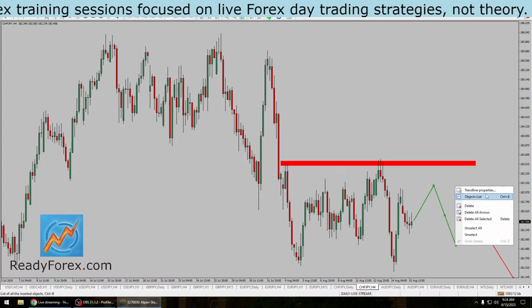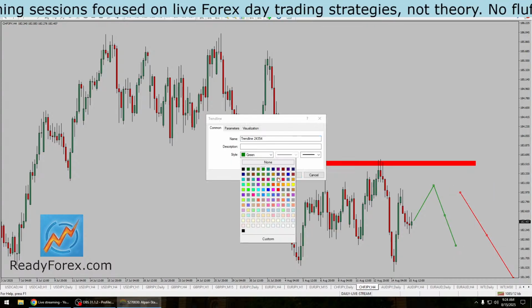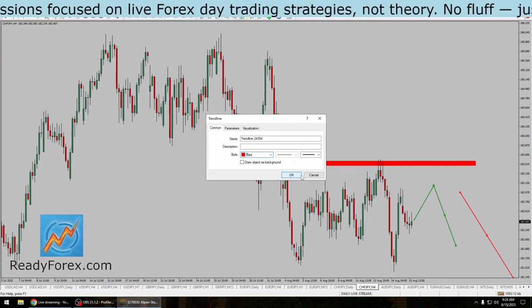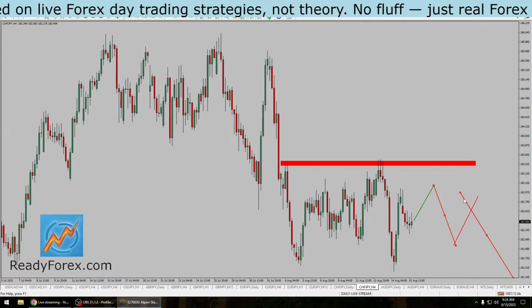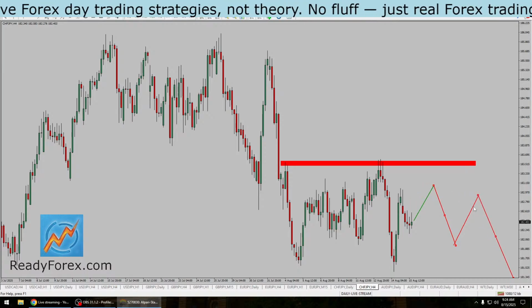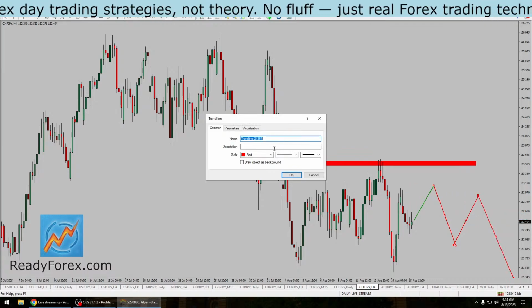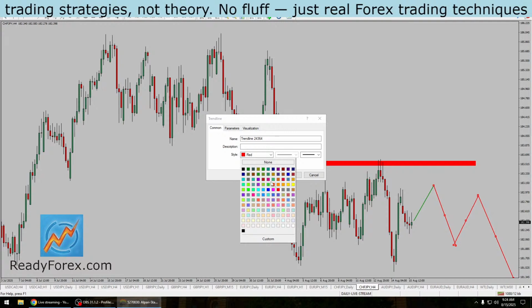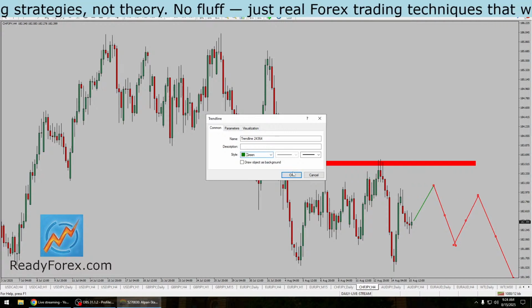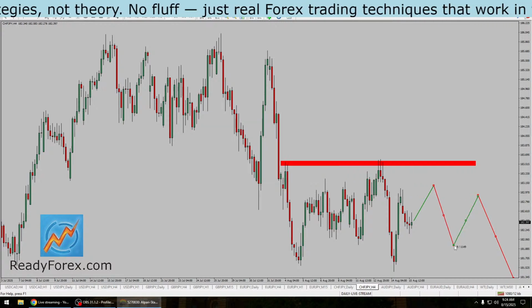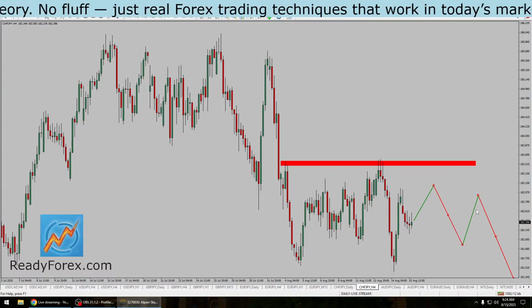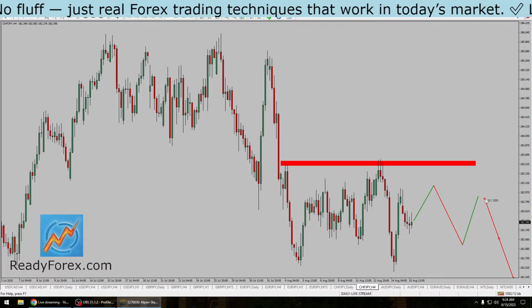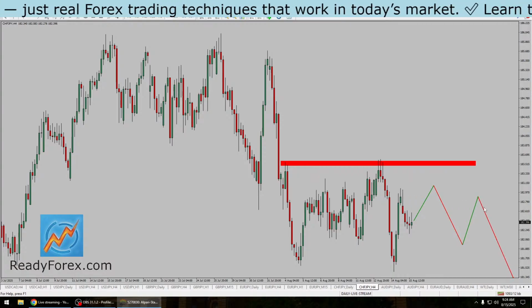This one D. Okay, and then expect E, and after the E wave, the Swiss franc versus Japanese yen is going to drop. So wait for the market to complete the pattern first before you look for any trade, any entry. Okay.